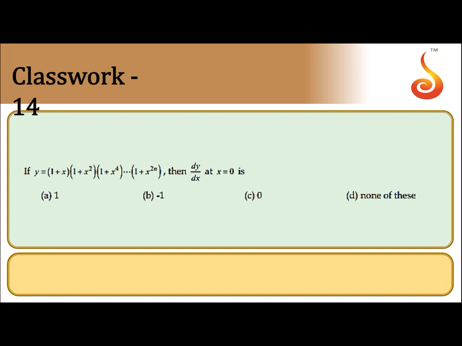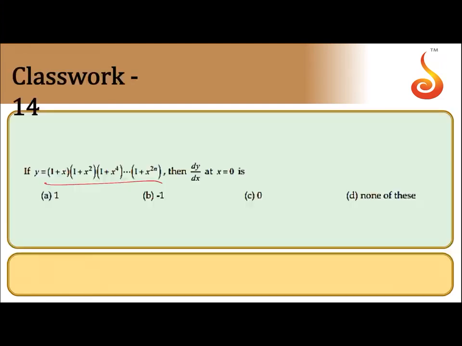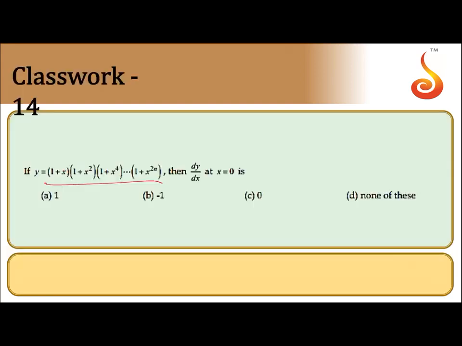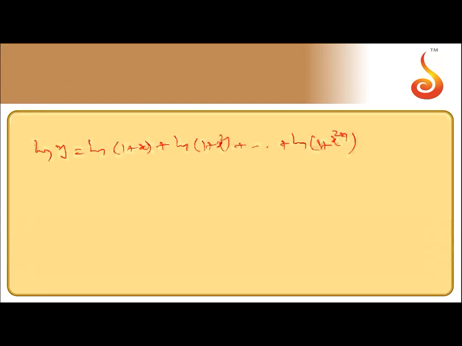Coming to the next one. y equals this function for different values of n: 1 plus x, 1 plus x square, 1 plus x power 4, and so on, up to 1 plus x power 2n. Then d by dx at x equals 0. Because you have got the product of the numbers here, why don't you take logarithm here? Logarithm of y equals logarithm of 1 plus x plus logarithm of 1 plus x square plus and so on, logarithm of 1 plus x to the power of 2n. Divide by dx at x equals 0.